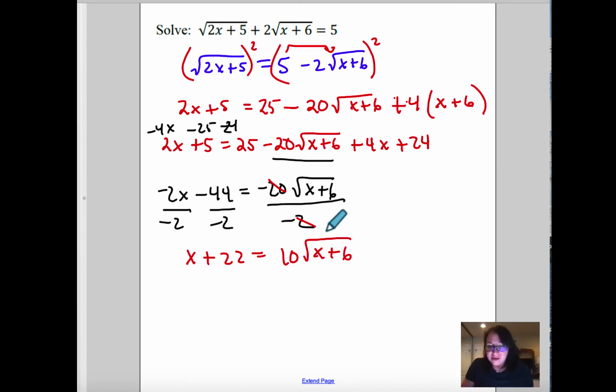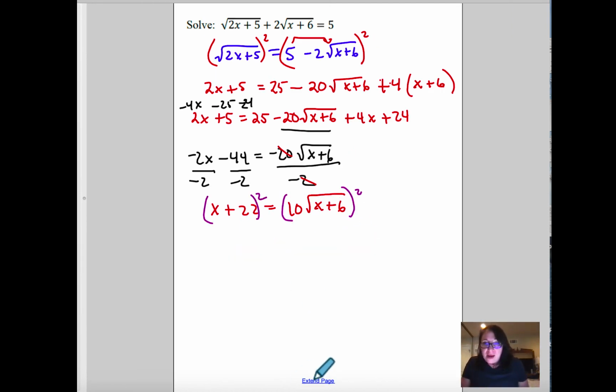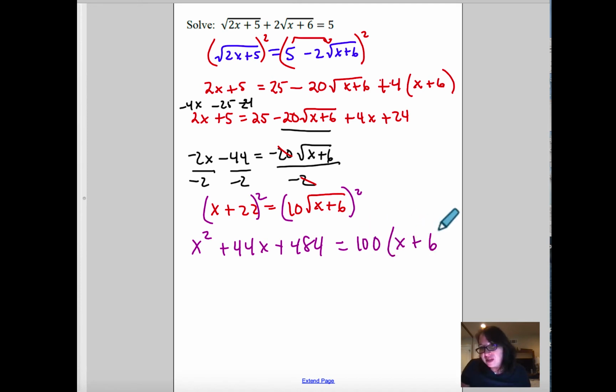And you're okay to leave that 10 there because we're going to square both sides again to get rid of this root. Occasionally, you have to square the problems twice in order to get rid of the root. So now what we have is x squared, middle term, 22, double that, 44x, and then plus, what's 22 times 22? 484, is that right? I hope so. And then this will be 10 times 10, which is 100, times x plus 6. So this here becomes 100x plus 600.